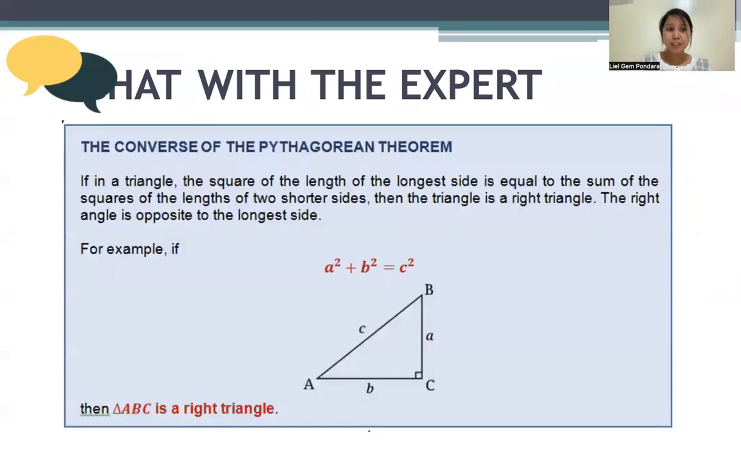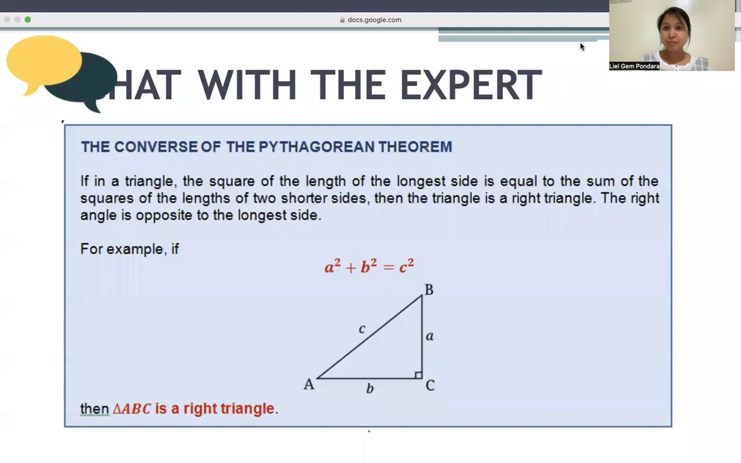Let's have the converse of the Pythagorean theorem. If in a triangle, the square of the length of the longest side is equal to the sum of the squares of the lengths of the two shorter sides, then the triangle is a right triangle. So for example, if C is the longest side and you square that, and it has the same answer as the square of A plus the square of B, then that will be a right triangle.